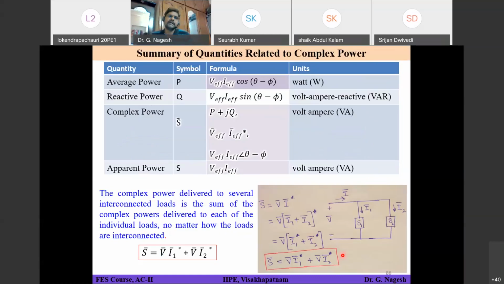So this is regarding the different powers, the different symbols or notations to represent all the powers, and these are the formulas which you should follow.